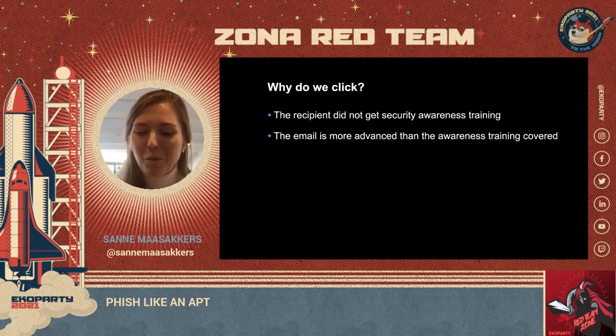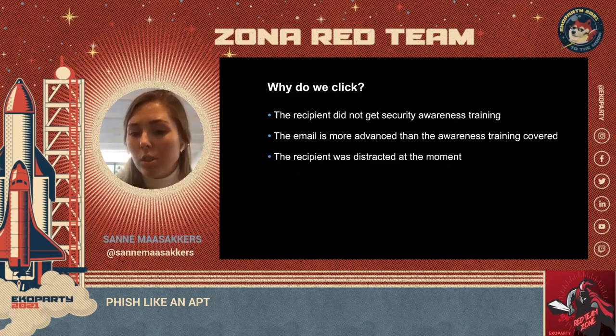I still find some organizations that tell people you have to check if there's a lock next to your URL, so if it is HTTPS or not. And if there's not a lock, then it's probably a phishing website, and if there's a lock, it's probably a legit website. Well, that's a really, really bad awareness training, because we see that every phishing site has that lock. It has HTTPS, thanks to Let's Encrypt and all that kind of services that make it really easy. So in this case, the email is more advanced than the awareness training covered. People still click because they think it's legit and it was not covered in their awareness training.